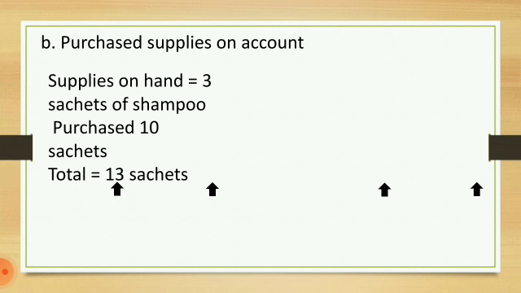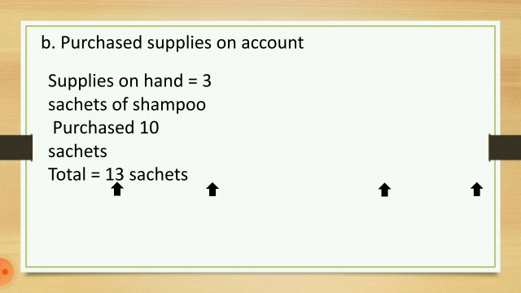So to understand this, let's have an example. Imagine that you have a sari-sari store and your supplier is SM. Let's assume also that SM will deliver the goods to your store every Friday. And let's talk about one of the products that you are selling in your sari-sari store, which is shampoo.